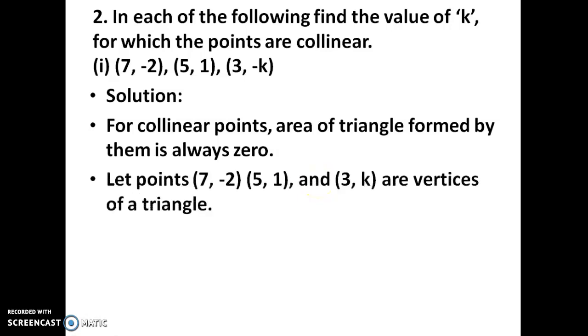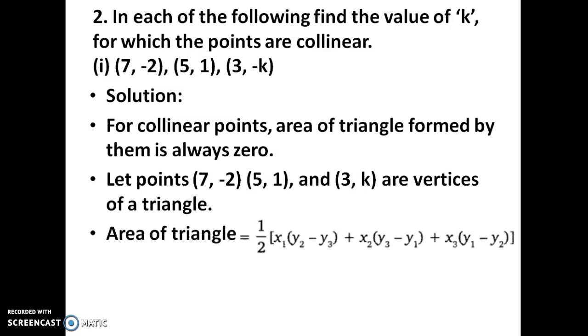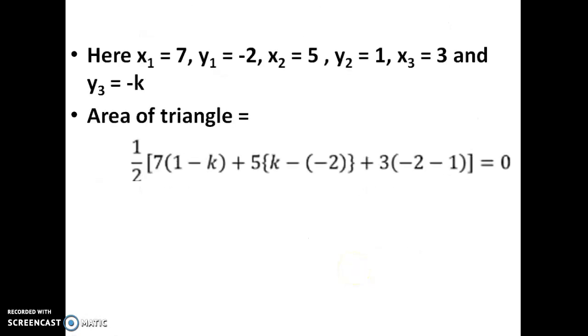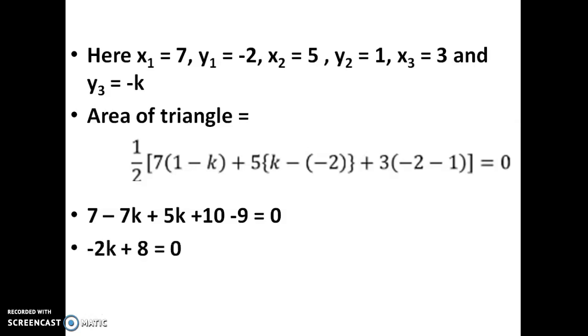So these 3 points are the vertices of a triangle. We have to write the formula, then substitute these in the formula, equating it to 0. I already told why it is 0. Then after solving, you will get 7 minus 7k plus 5k plus 10 minus 9. So take all constants to one side and k to one side. So you will get k is equal to 4.